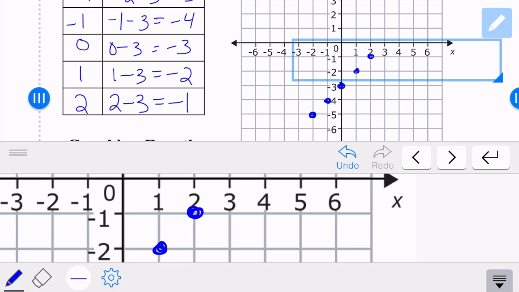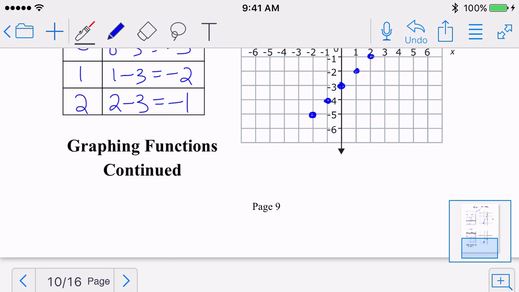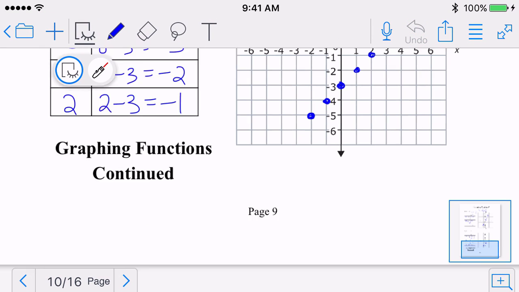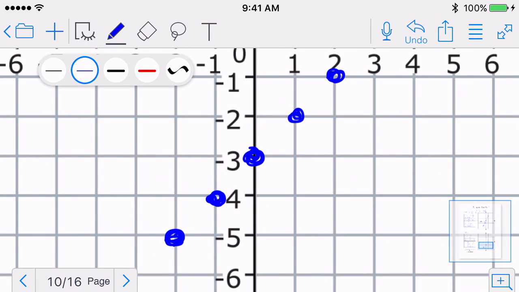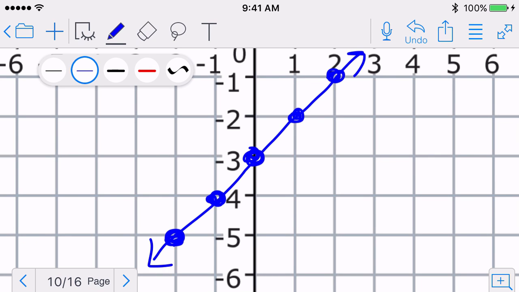So this one ends up being another line. So then we can go ahead and connect those and draw our arrow again. Maybe, here we go. Okay.